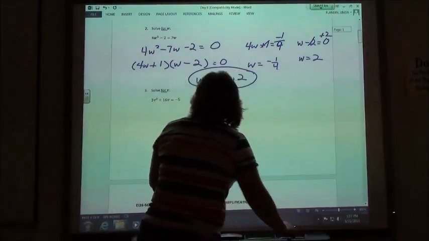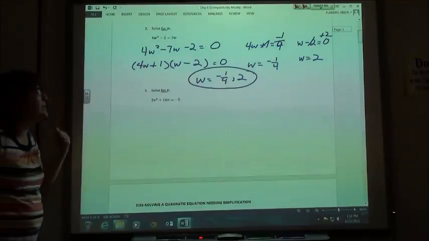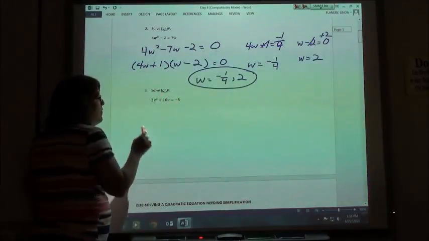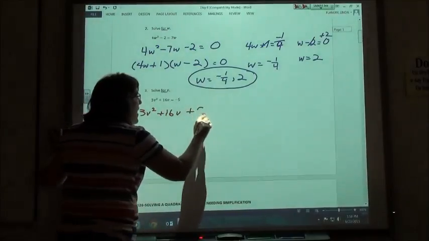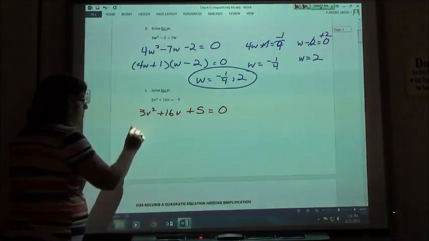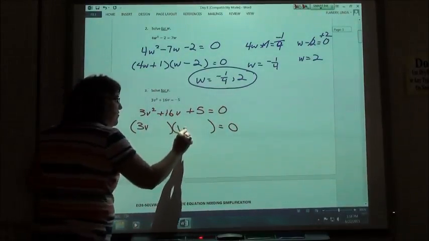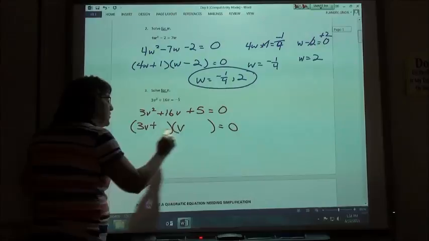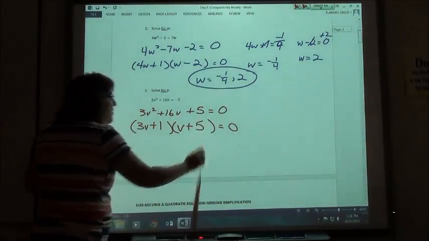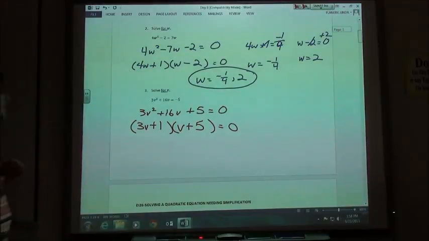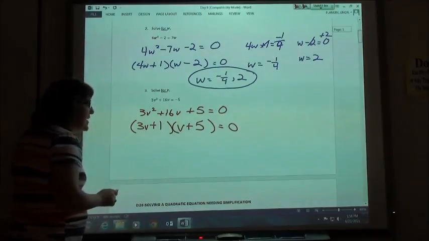Third one, same kind of thing. I've got a quadratic expression, means I have that squared term. I need to set it equal to 0, so I'm going to move my 5 over. So 3v squared plus 16v plus 5 equals 0. Factoring 3v and v, since both of these are pluses, we have a plus and a plus. Only one set of factors for 5, 5 and 1 or 1 and 5. So if we check it, 15v plus 1v is 16v.